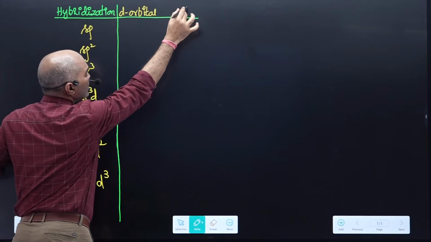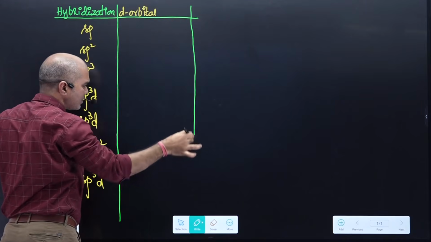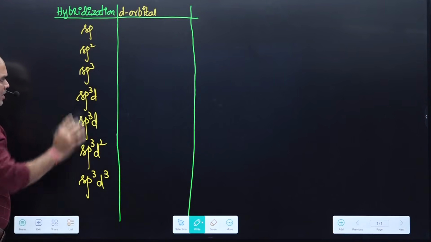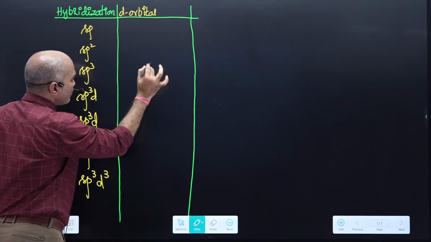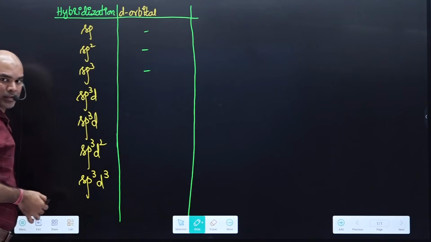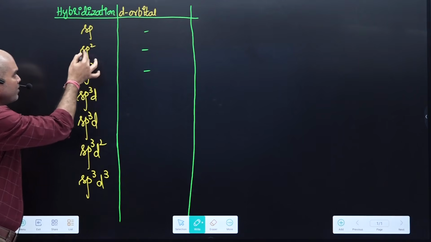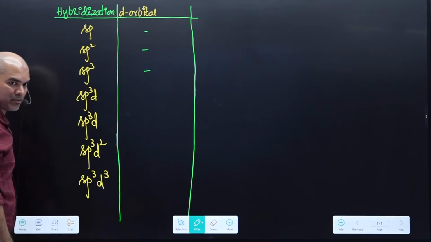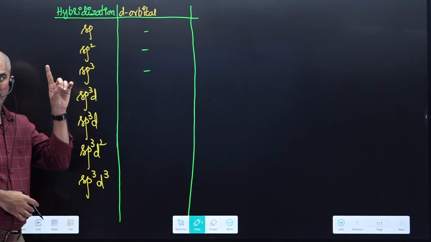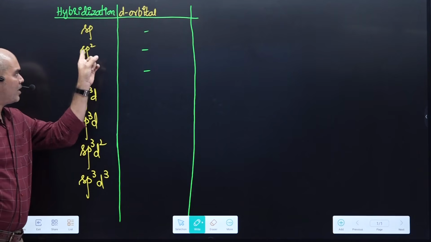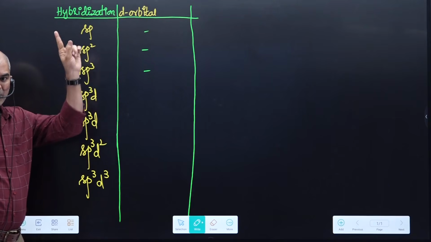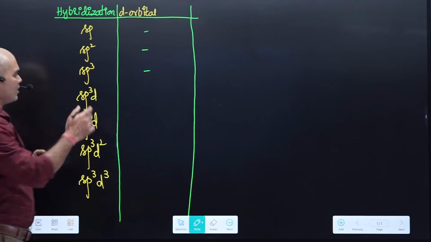Which d orbital is involved, that is also important from the examination point of view. For sp, sp2, sp3 it is simply p orbitals, so we are not defining which p orbital this could be. Suppose I say sp2 hybridization, which p orbitals are involved? That also we can understand from group theory. When we go to symmetry and group theory, we can understand which particular p orbital is involved in carbon hybridization formation. To that extent group theory is useful for you.